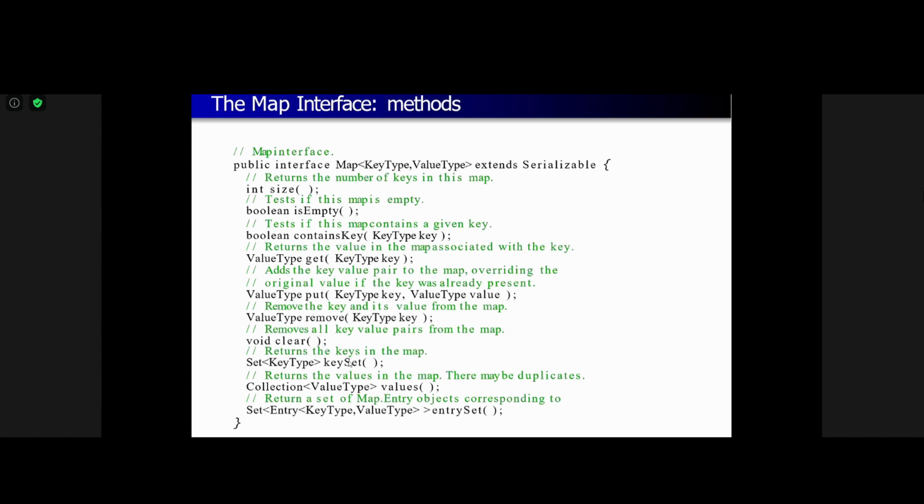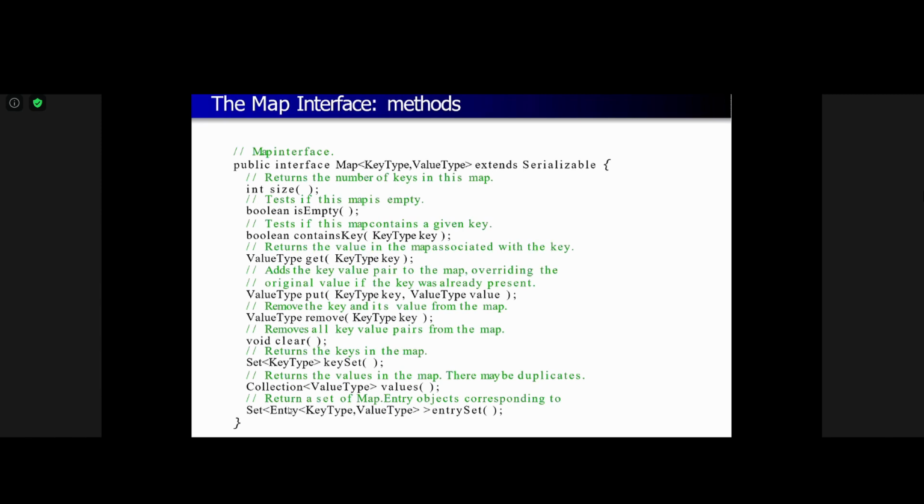You can clear, and you can return the set of keys in the map. This is like the symbol table, which has a method called keys that does the same sort of thing. And then you can also get all the values as a collection. Of course, it's not a set in general, so it's just a collection of the value type.